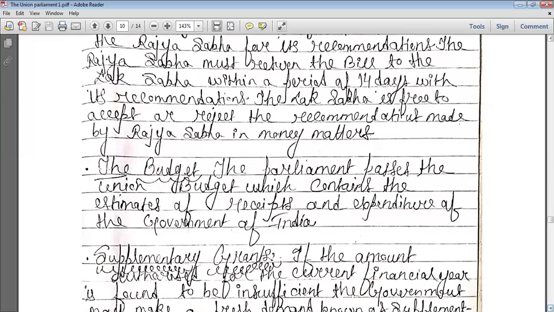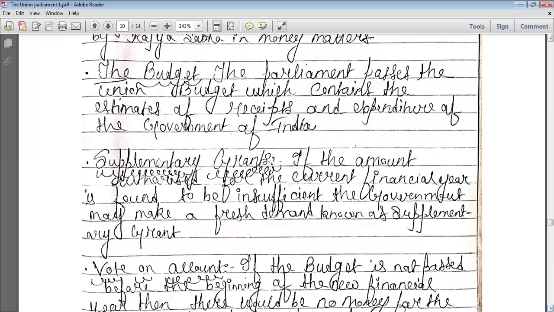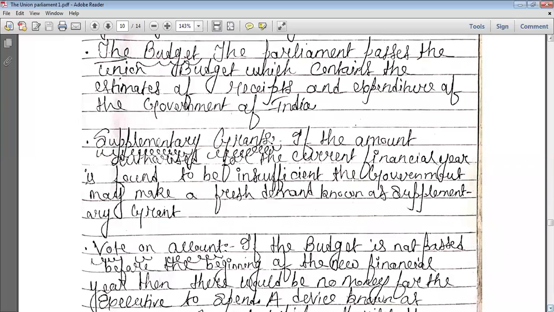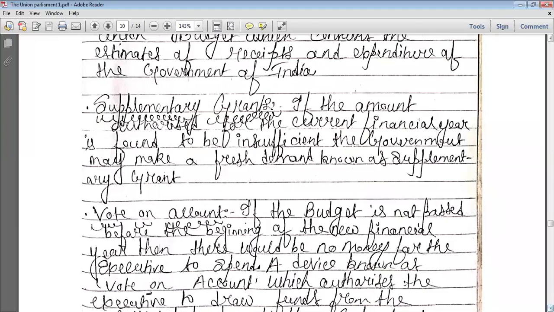Next, we would like to discuss the budget. The parliament passes the union budget. Budget is very important. Without having an annual budget, you cannot run your country. So the budget is necessary to be estimated, and budget is nothing but the expenditure and the receipts of the government of India. How much the government needs to expend for the people, and how much it needs to save for the people in case of national emergency. That is called budget.